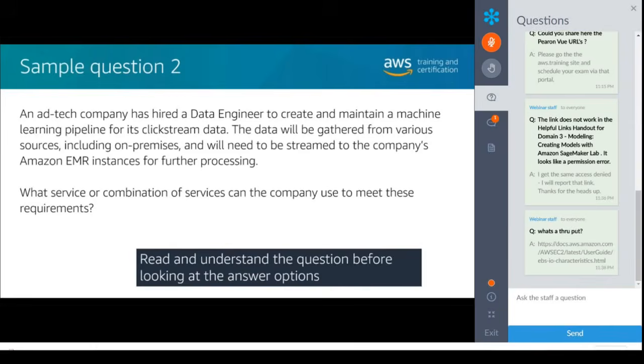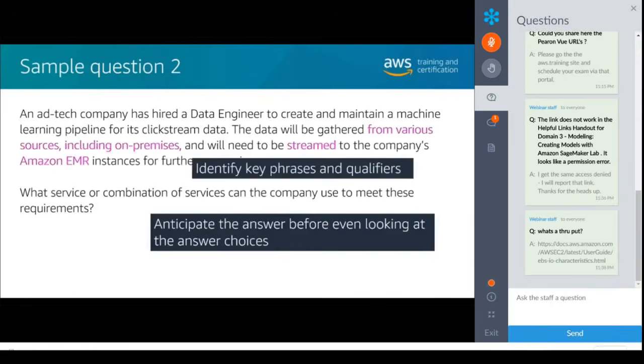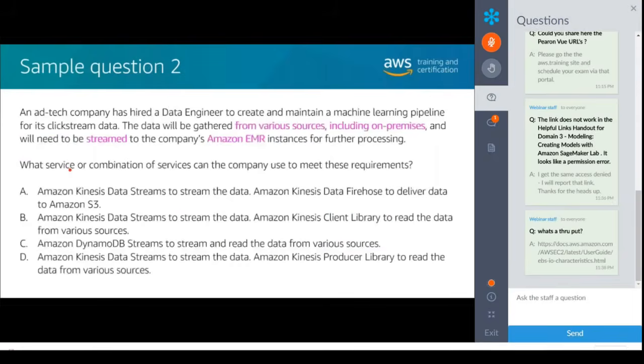Which service or combination of services can the company use to meet these requirements? So again, we take a step back. The key words here would be from various sources, including on-prem and streaming, right? And we've already given you EMR. We said, hey, you're using Hadoop, right? Possibly Spark within Hadoop. So here are the possible answers.